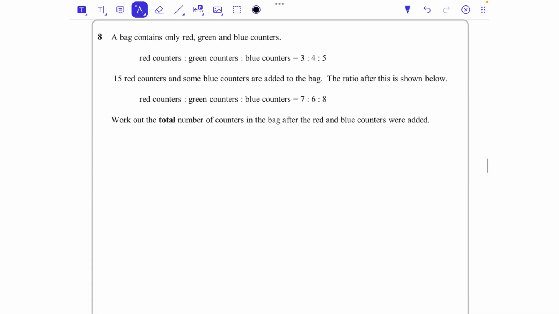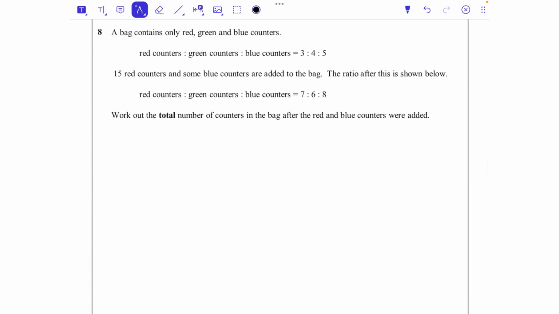Okay, question number 8. A bag contains only red, green and blue counters. The number of red counters to green counters to blue counters is in the ratio 3 to 4 to 5. 15 red counters and some blue counters are added to the bag. The ratio after this is shown below. Red counters to green counters to blue counters then becomes 7 to 6 to 8. Work out the total number of counters in the bag after the red and blue counters were added. Now, we know that there might not be 3, 4 and 5 counters.